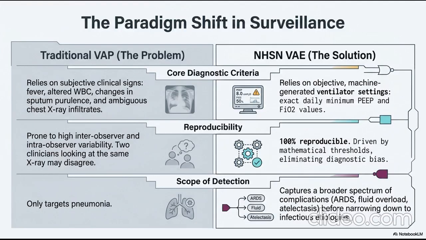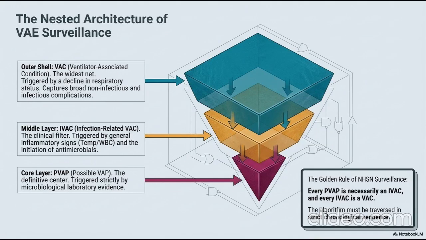The paradigm shift in surveillance. Why the shift? Traditional VAP surveillance was plagued by subjectivity. Ambiguous X-ray infiltrates and variable clinical signs led to high inter-observer variability. The NHSN VAE framework is the solution. It relies on robust, machine-generated ventilator settings, specifically daily minimum PEEP and FiO2 values. This makes the data 100% reproducible and allows us to capture a broader spectrum of complications, including ARDS and fluid overload, before narrowing down to infectious etiologies.